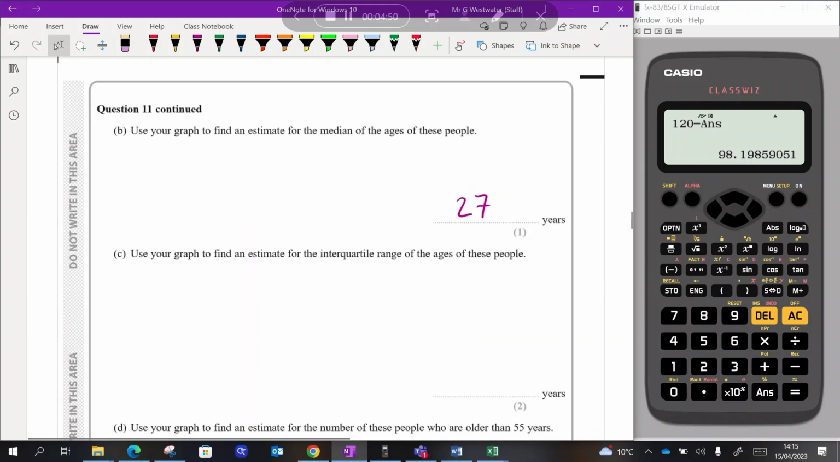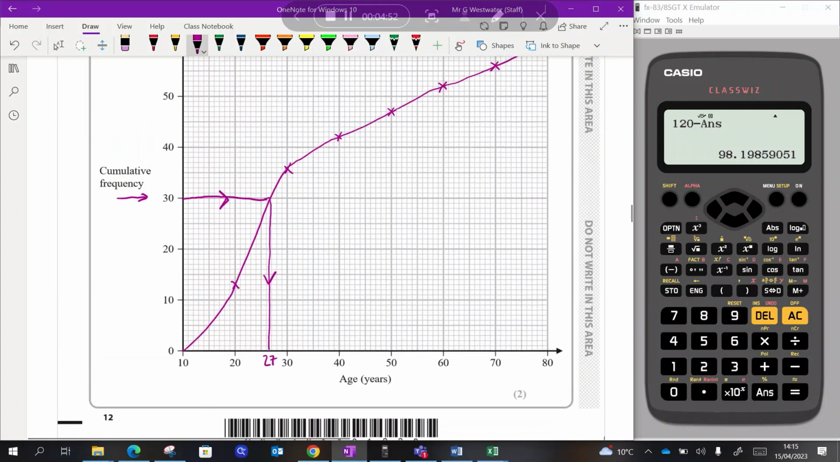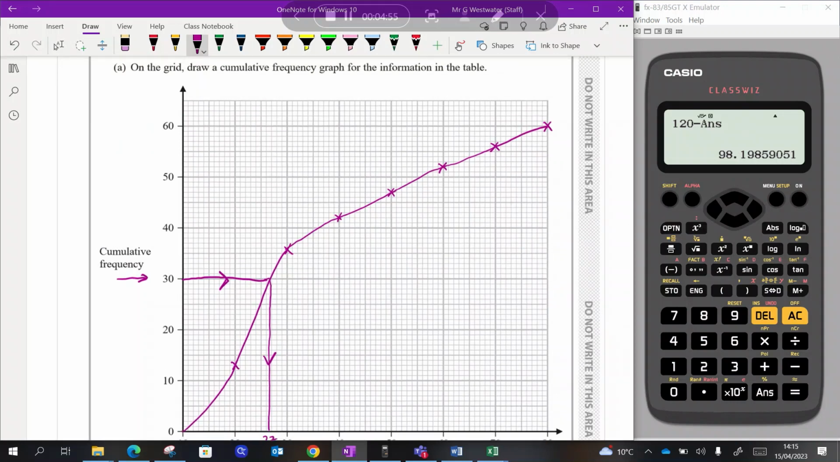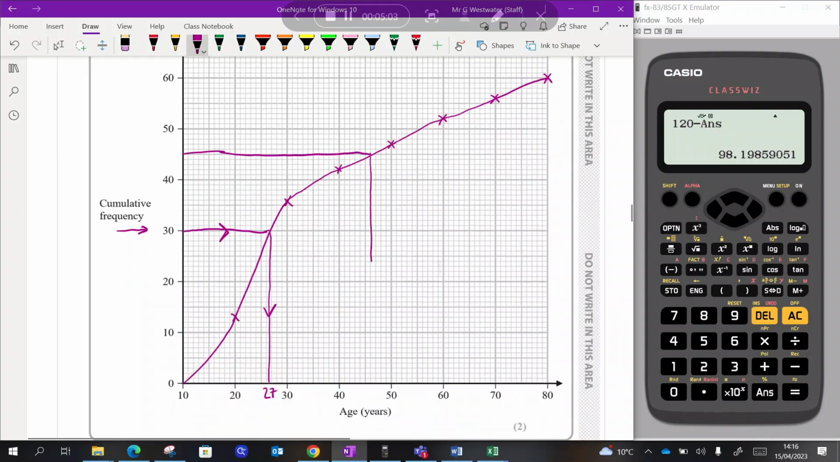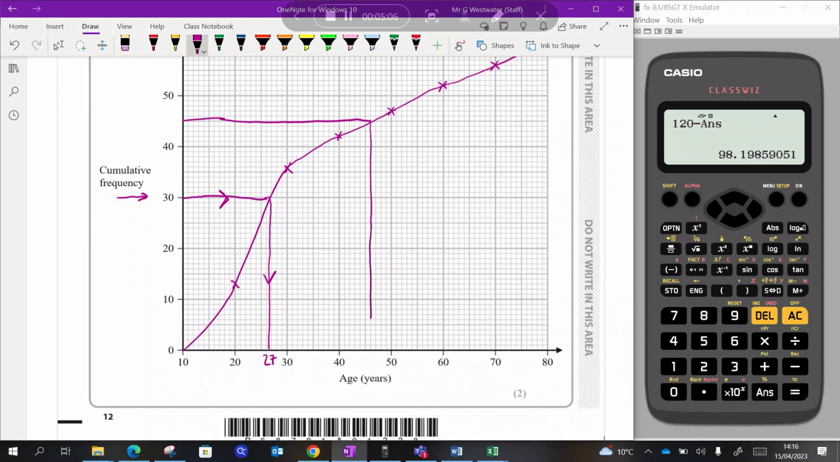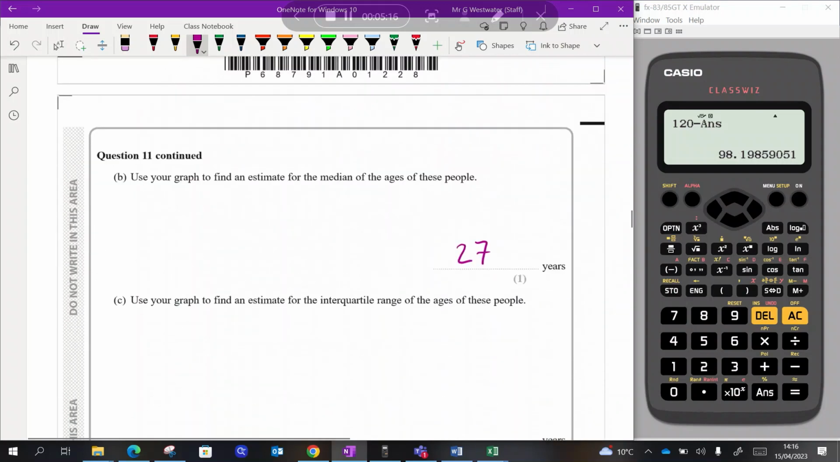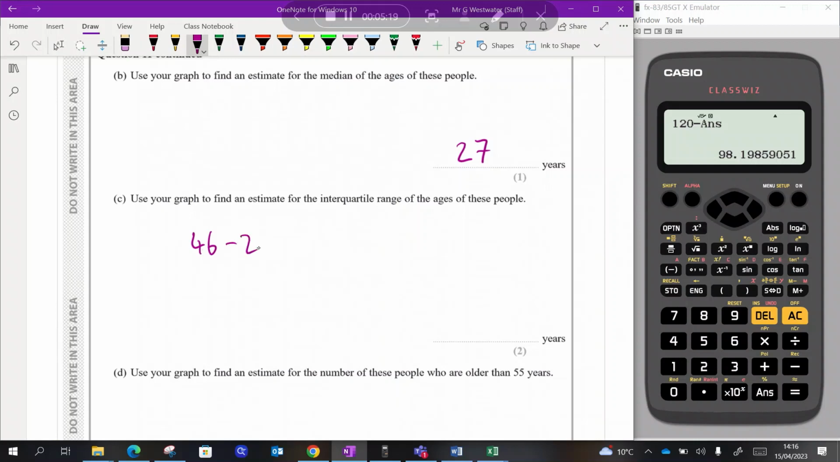And for part C, find the interquartile range. So now we're using our quartiles, so that's 3/4 of the way along, so from 45, which is here, and down. So here we've got 46, and our lower quartile looks to be 21. So 46 minus 21 is 25. And again, I think anything from 24 to 26 would have been rewarded with the mark here.